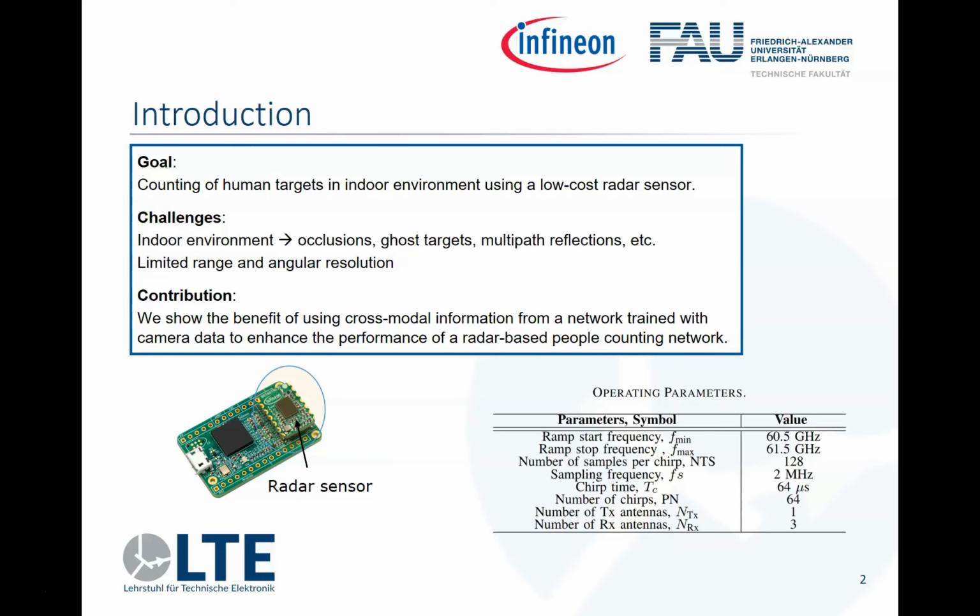Some challenges in these indoor environments are occlusions due to furniture or other people in the room, ghost targets mainly through multipath reflections, and way more challenges. Also, the low-cost radar sensor has a limited range resolution, at least a limited FFT range resolution, and a limited angular resolution, due to having only 1 GHz of bandwidth and 1 TX antenna and 3 RX antennas.